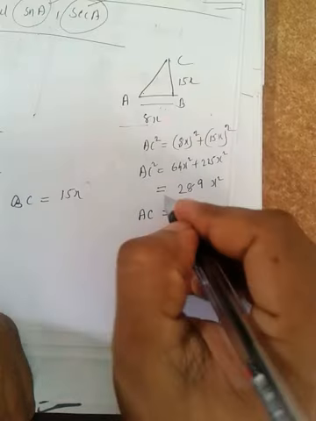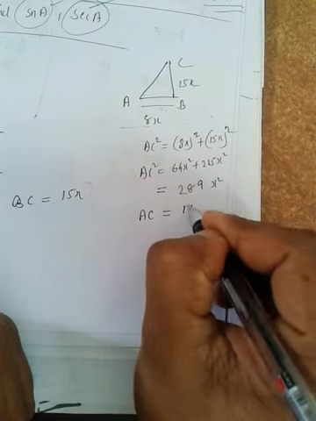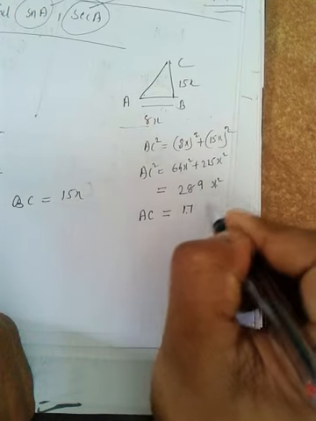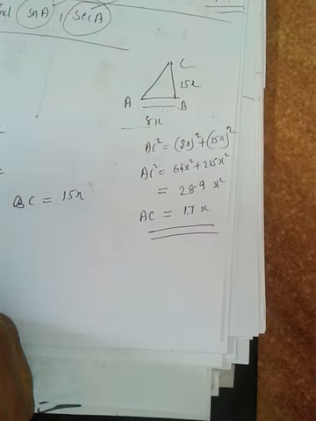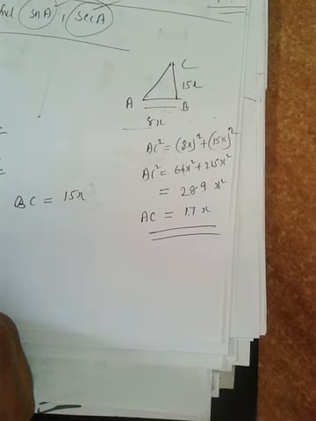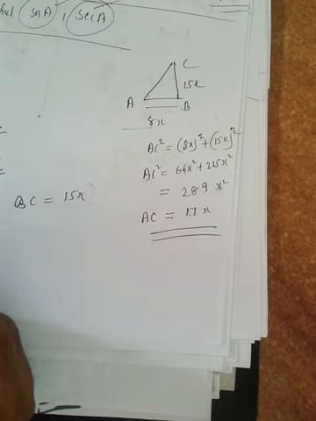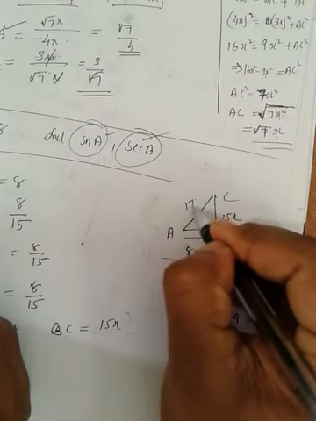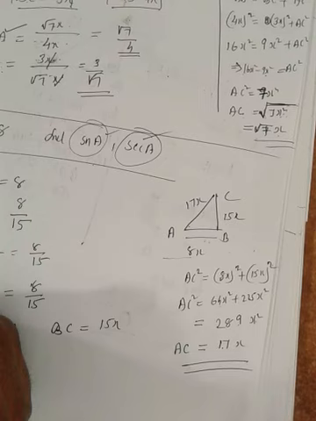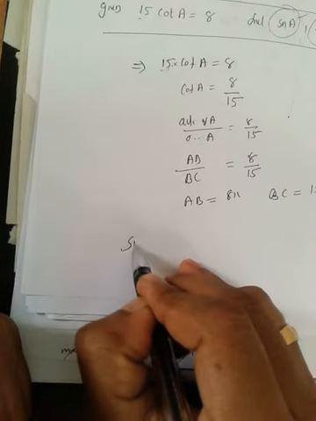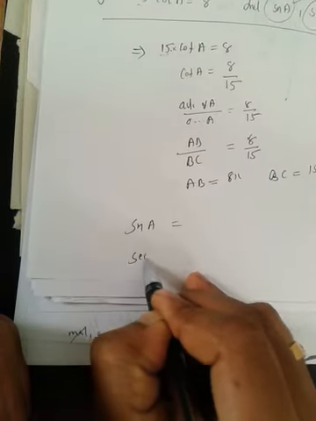Yes, you are correct. 17. Because square root of 289 is 17, square root of x square is x. So answer will be 17x. Clear? Is it clear for you? Now just see, we got the value of AC as 17x. Then we are supposed to calculate the sin A and sec A. Whatever it is, we can easily calculate.